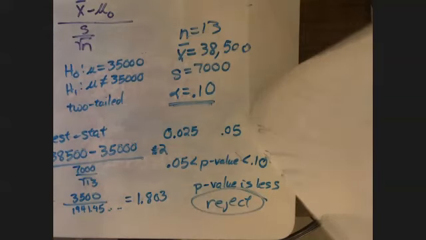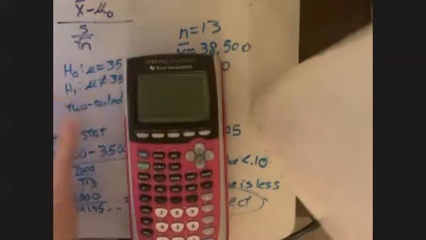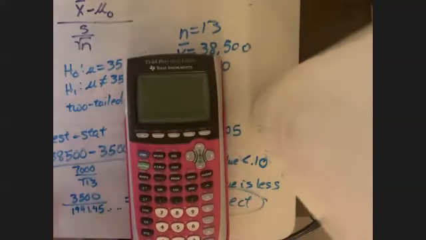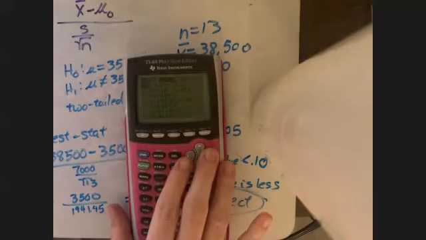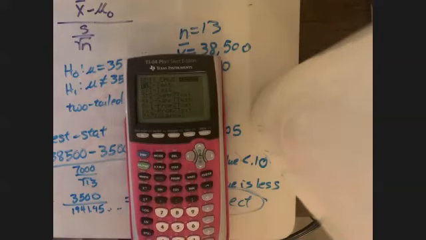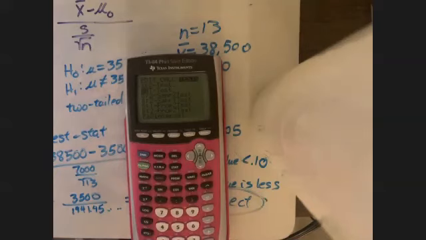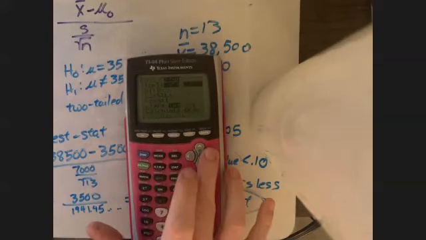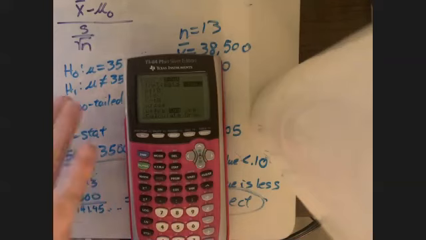Now, speaking of which, let's talk about how to do this on a calculator. I'm going to bring my calculator into frame here, and we are going to do this one that we just did. So stat and over to tests, and we're going to be doing a t-test. So we're going to be doing option number 2, the t-test, and we are going to give it stats. So we're going to be giving it its information.